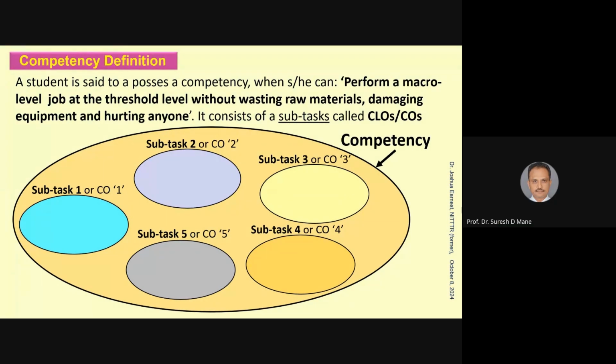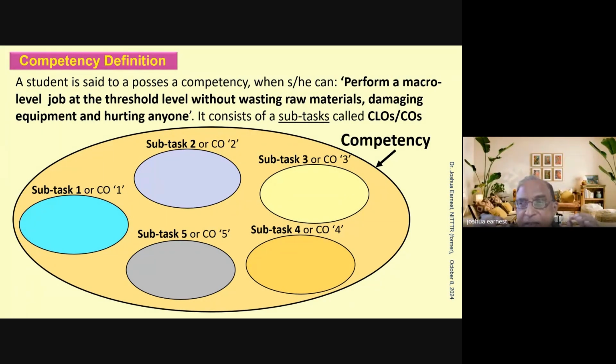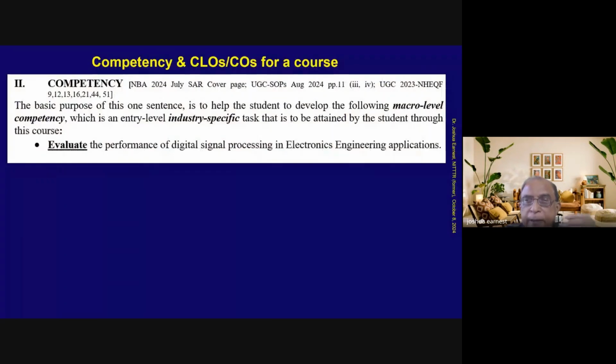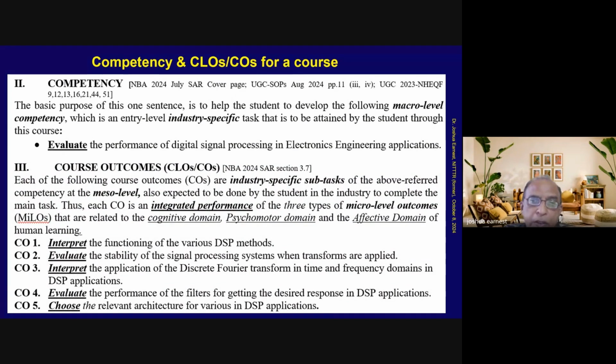So COs are basically subtasks. Subtask means it includes all the 3 domains of learning. This is what it means by a subtask. Now we have seen that competency is this one. Now, what is the competency? What are the COs? Read out.